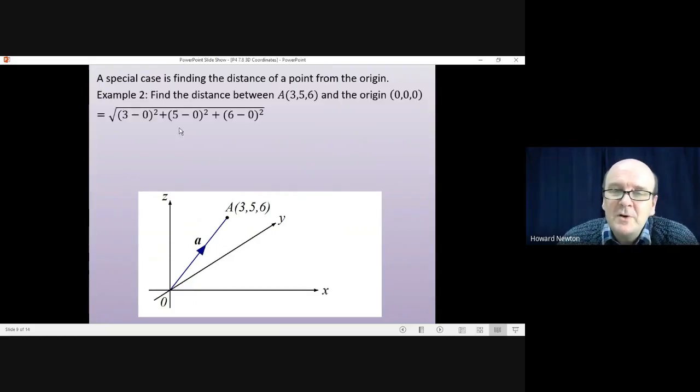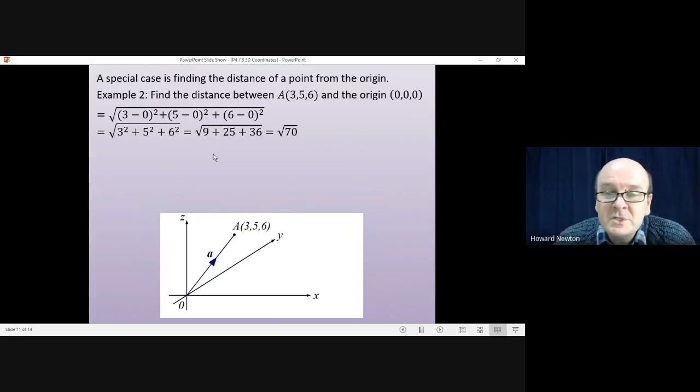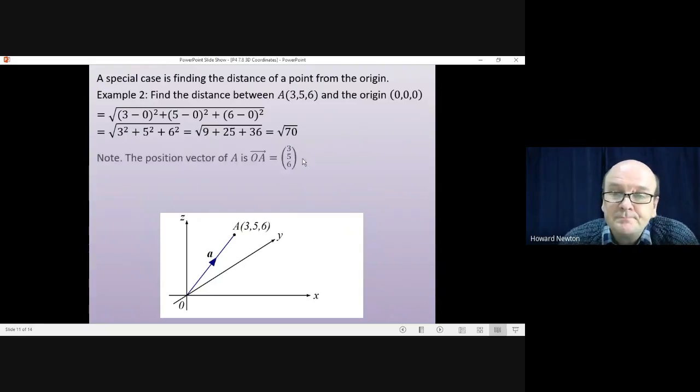So we'd do the square root of (3 minus 0) squared plus (5 minus 0) squared plus (6 minus 0) squared, which is the root of 3 squared plus 5 squared plus 6 squared, which is the root of 9 plus 25 plus 36, which is root 70.